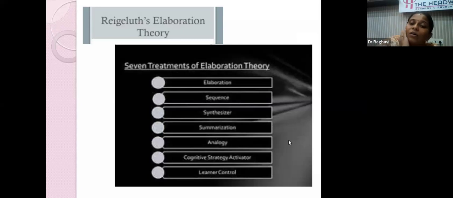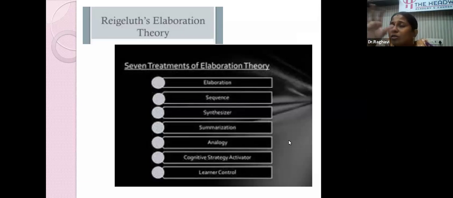And provide them with an overview of previously learned steps at the end of each lesson. So here elaboration is happening, sequencing is happening, synthesizing is happening, summarization is happening, and cognition is also happening. How learners acknowledge the lesson better when they are using their cognitive strategies, consciously or unconsciously.